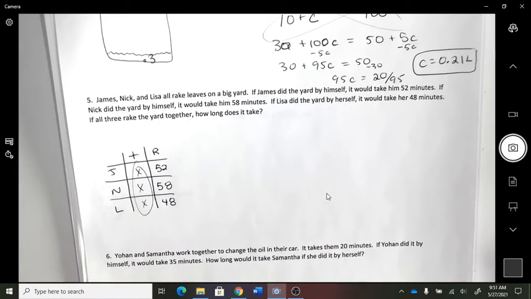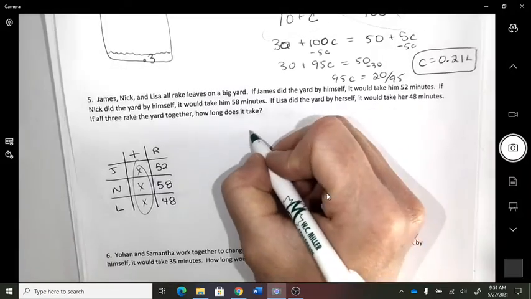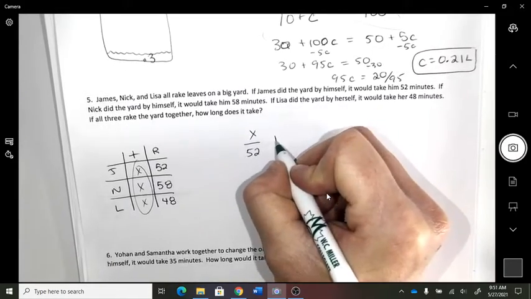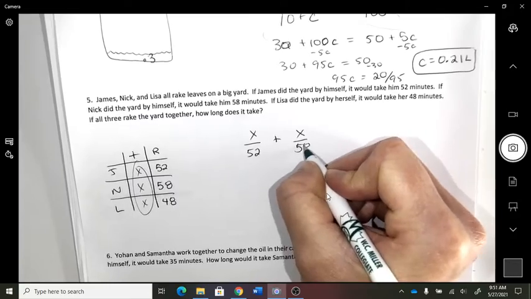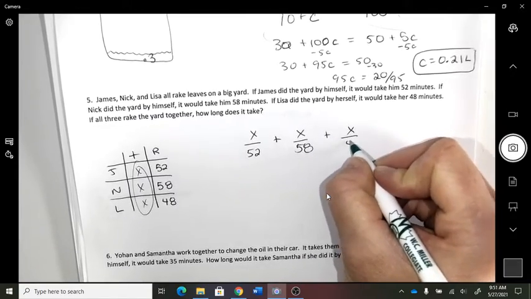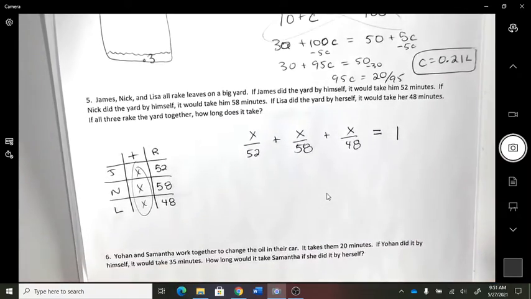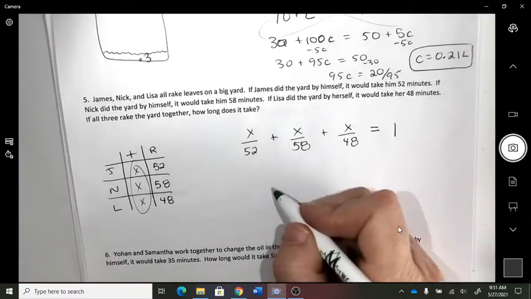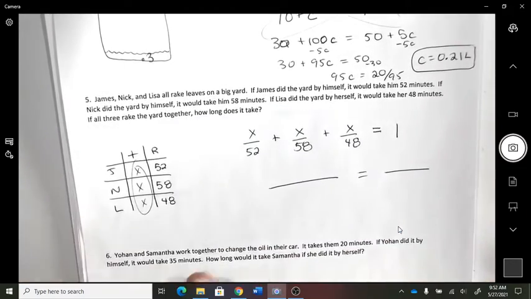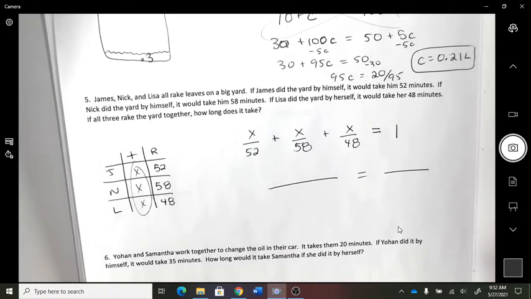So that's going to be the same variable, the time, because they're all going to work together. Okay, so James does x over 52 of the job, plus Nick does x over 58, plus x over 48. Together, when they're done, they're going to have the job complete. Okay, instead of trying to find the lowest common denominator, you know what I'm going to do? I'm just going to times all three of those. 52 times 58 times 48.